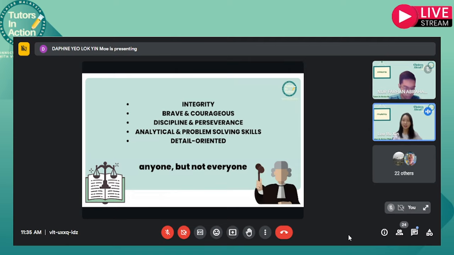The last one is you have to be detail-oriented, because there's a lot of paperwork going on, especially if right now you want to have a taste of what it's like to do written submissions, how it's like to draft proposals for activities, which you will do a lot of as a lawyer. You have to be very meticulous about paperwork, because one minor detail could cost you a lot. So I would say that foundation in law is for anyone, but not everyone.